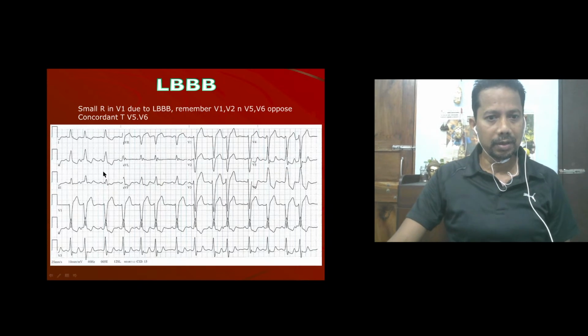Now, you see how you will look at the ectopic. See, this is a normal LBBB complex: P, QRS, T. This is the complete criteria for LBBB. Now, before this complex, there is probably no P wave.